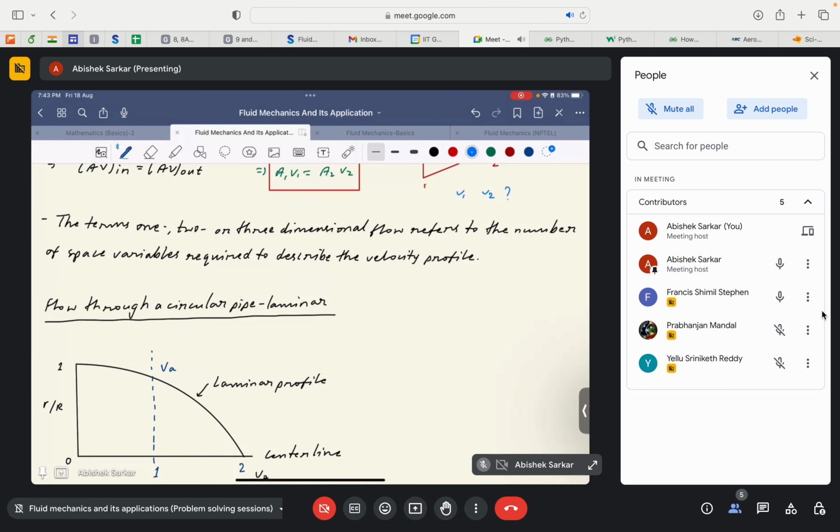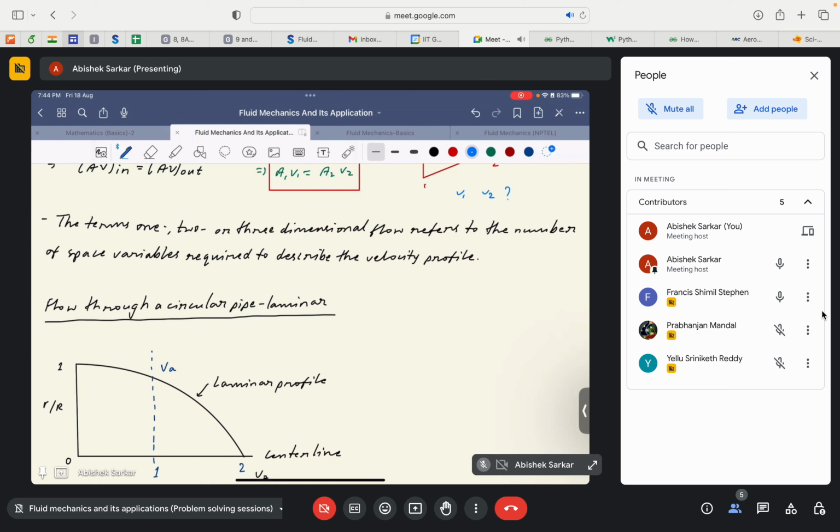Okay, Francis, please ask. So actually, when the area is reducing, the velocity is increasing and pressure will be reducing, isn't it? I mean, when the area is reduced, at that point the pressure term will be reduced. I am having some confusion, because pressure is force per area. So when the area is reduced, the pressure should be increased, but the pressure term is actually reducing. Can you explain that?